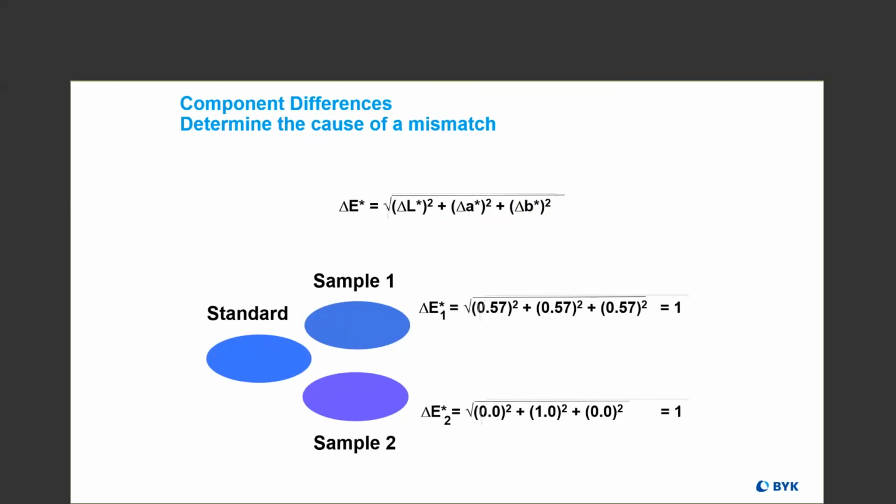So this just illustrates that the delta E star equation is not completely visually uniform. It can mean different things depending on what color or whether the difference is in the L value or the A value or the B value, things like that.